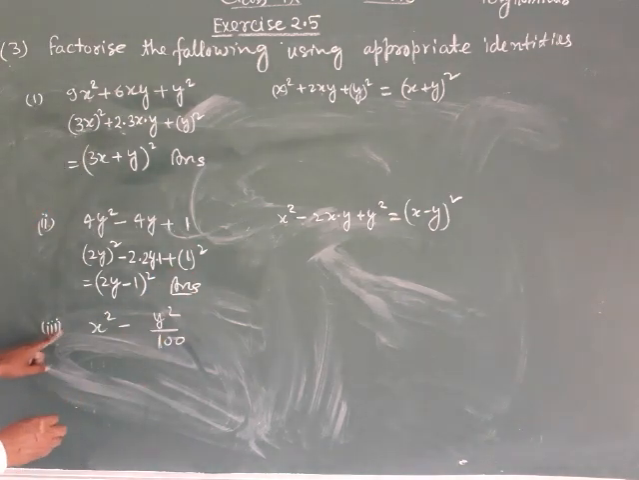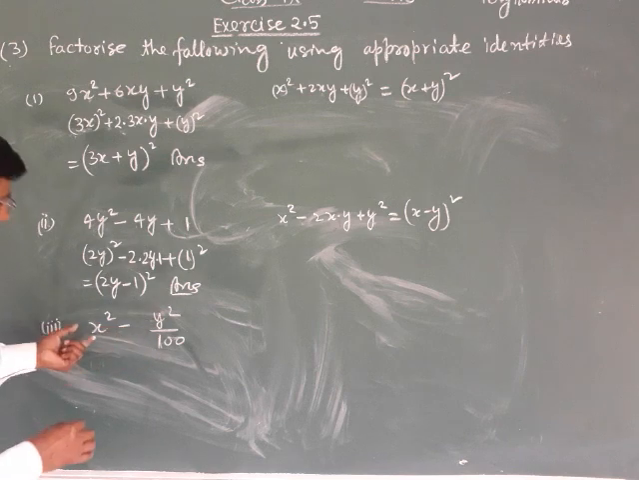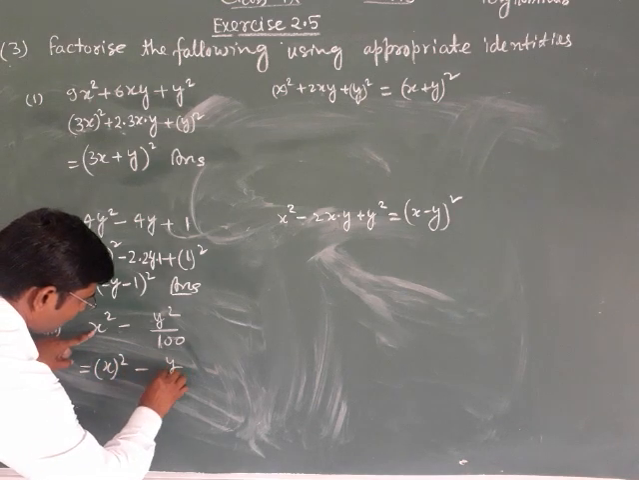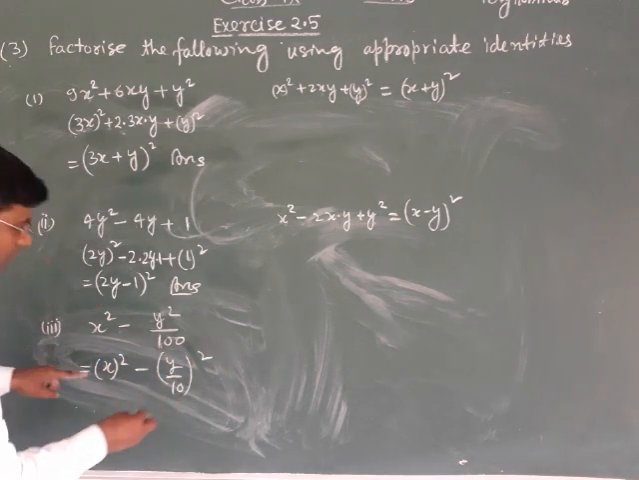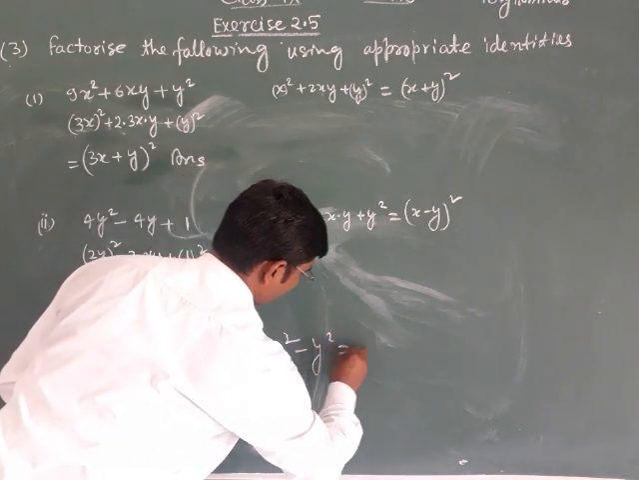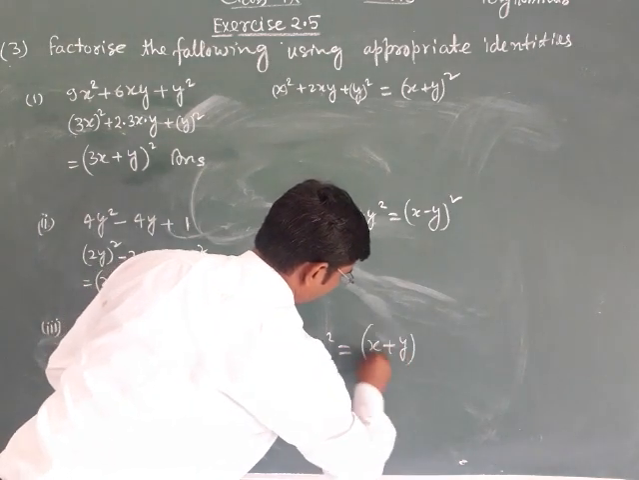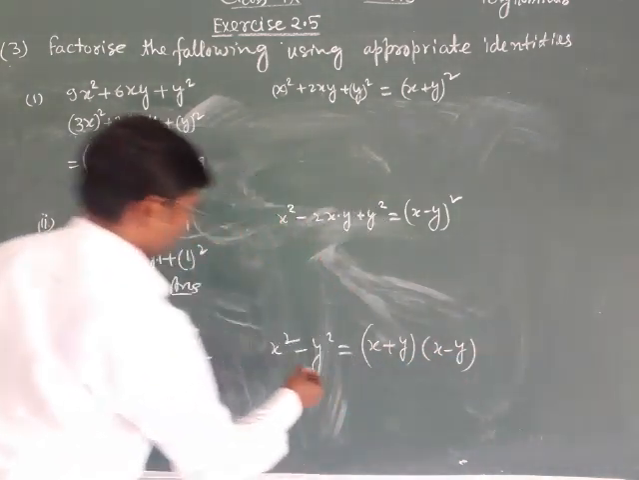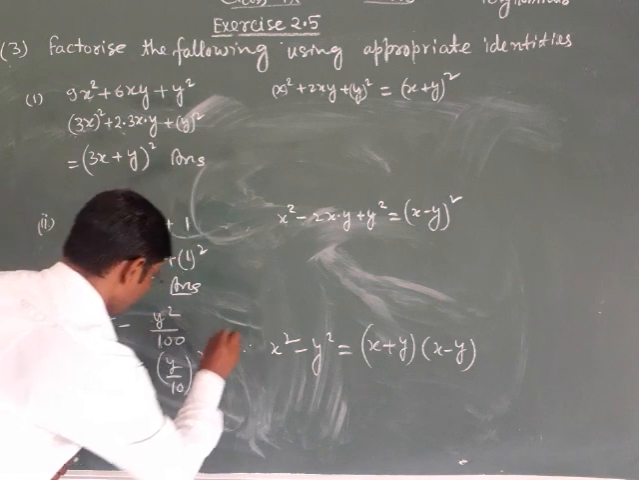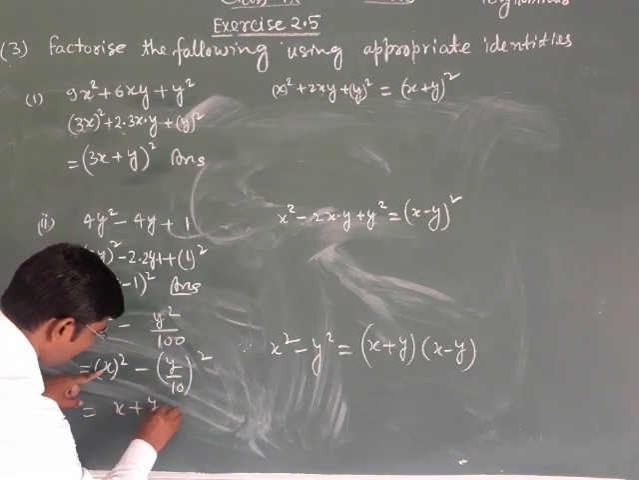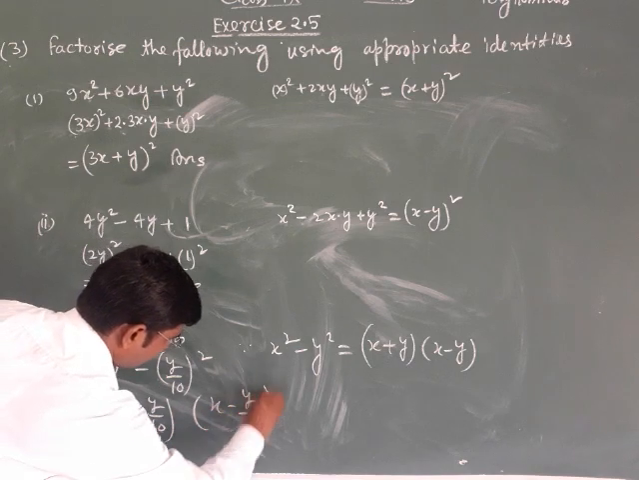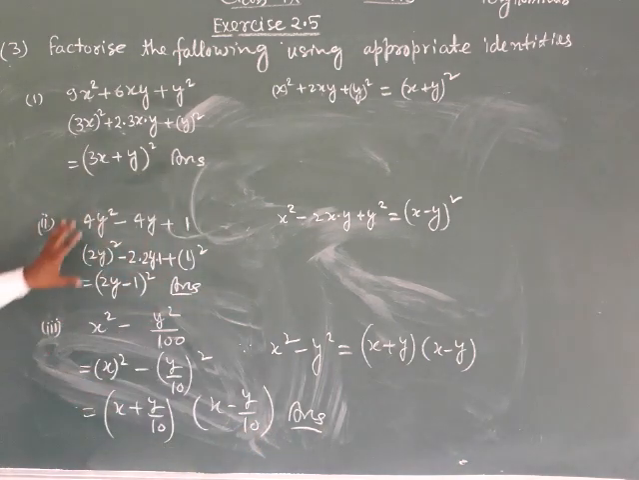And also the third part: x square minus y square upon 100 makes square. So x square minus y upon 10 whole square. So use the identity x square minus y square is equal to x plus y and x minus y. Now we can write according to this identity: x plus y upon 10 and another bracket, x minus y upon 10. This is the answer. That's all. Thank you.